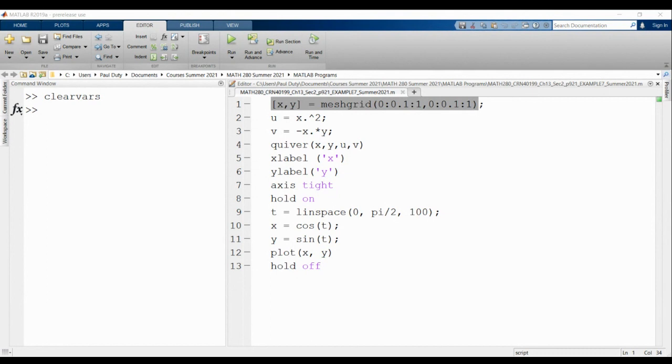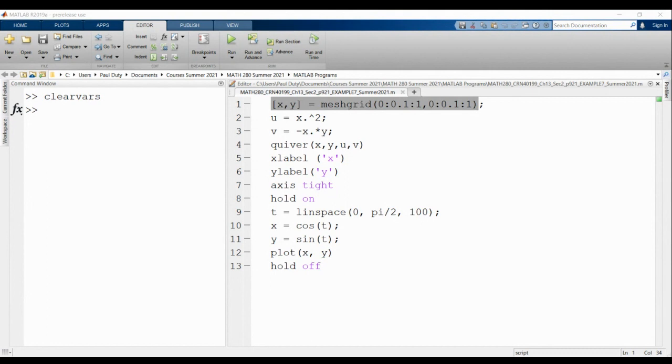The i component is x squared, the j component is x times y, and again, I'm using the pointwise notation so that MATLAB won't think that I'm multiplying matrices. When you create the mesh grid, MATLAB stores all those points in a matrix, and I don't want MATLAB to think that I want to multiply the matrix. I want to do pointwise operations on all the values in the matrix.